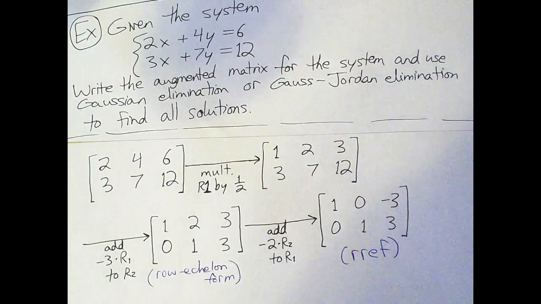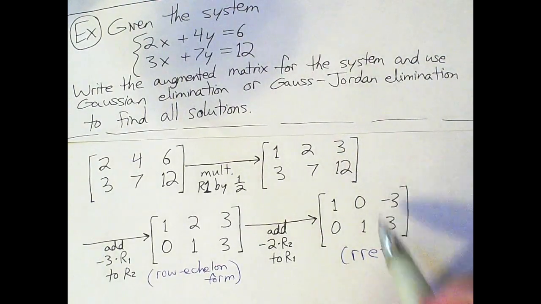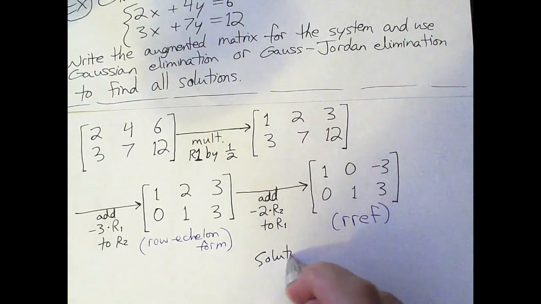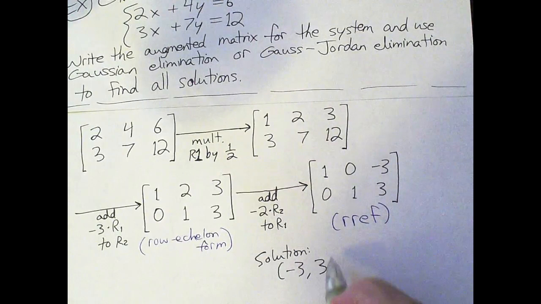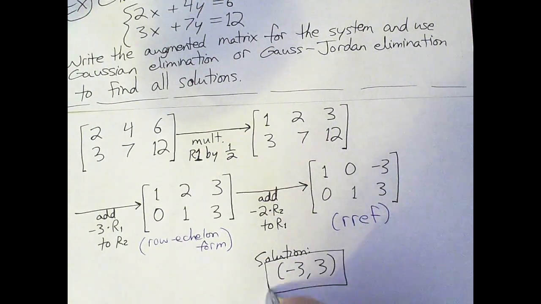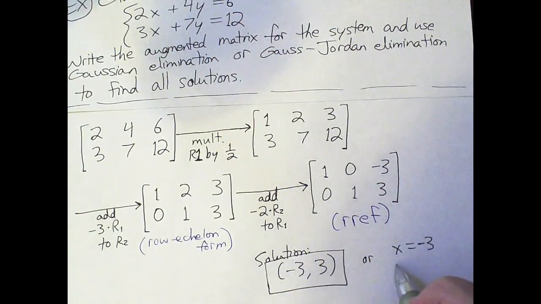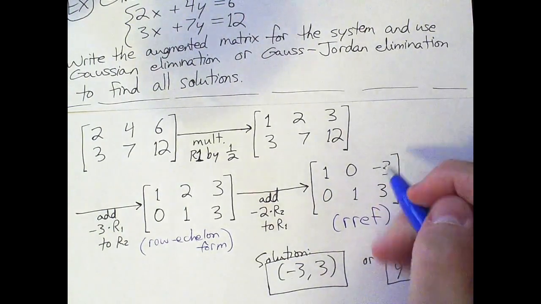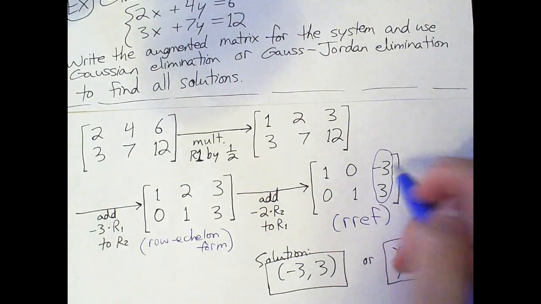And the nice thing about this is I can see the answer. It's -3, 3, right? The solution is -3, 3. Or remember, you can also write it as x equals -3, y equals 3. I got that from this.